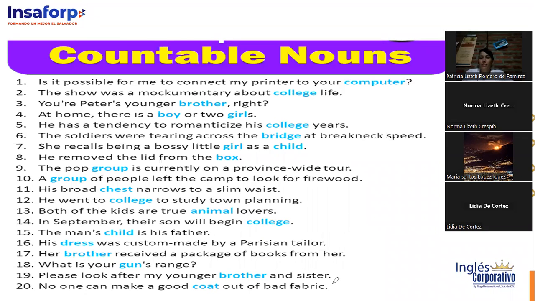out of fabric. Okay, if you see computer, college, brother, boy, girl, bridge, child, those are countable nouns. And now let's move to the example of uncountable nouns.